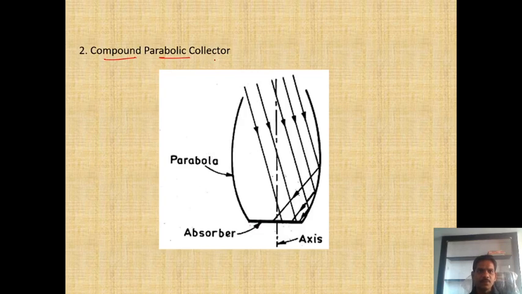This other one is a compound parabolic collector. In a compound parabolic collector, how many? There are two parabolic collectors used. That's why it is called the compound parabolic collector. And this is our absorber.